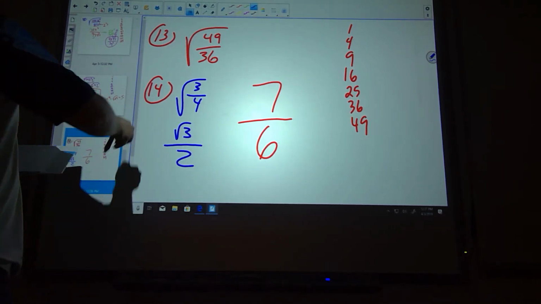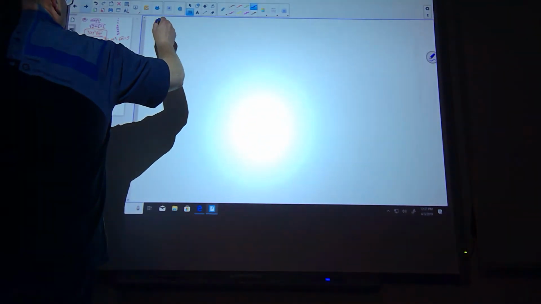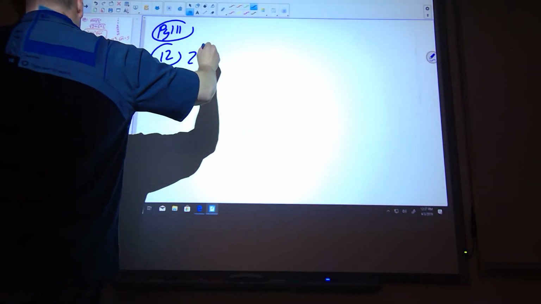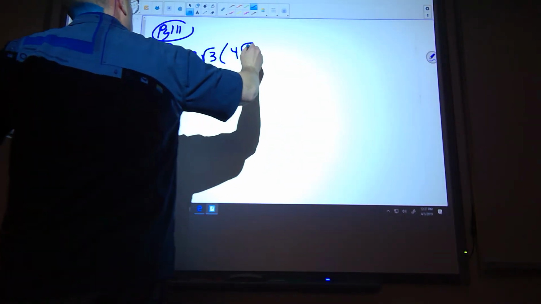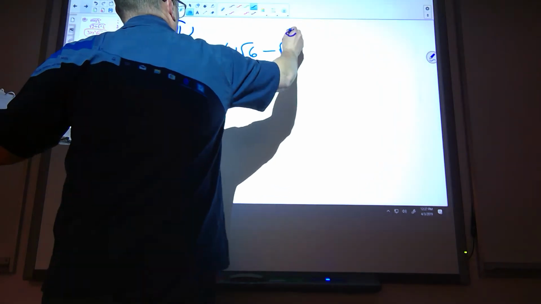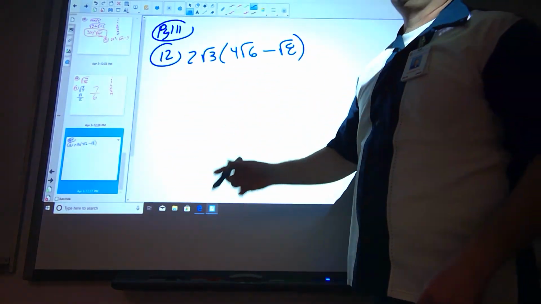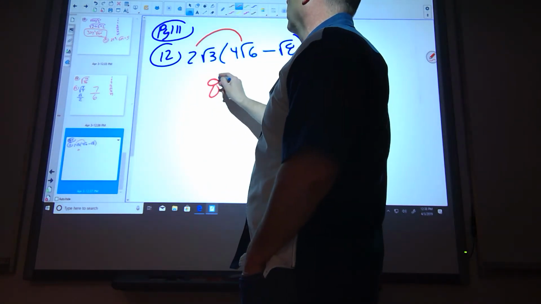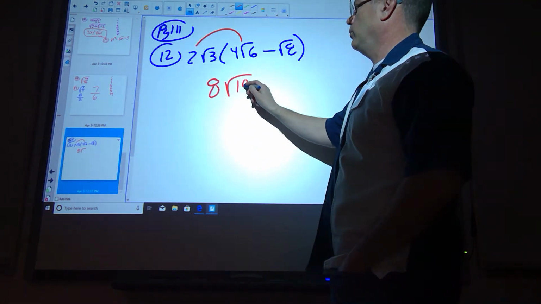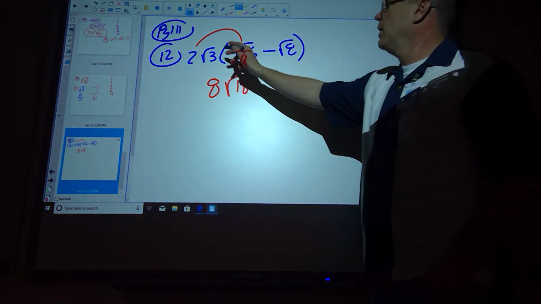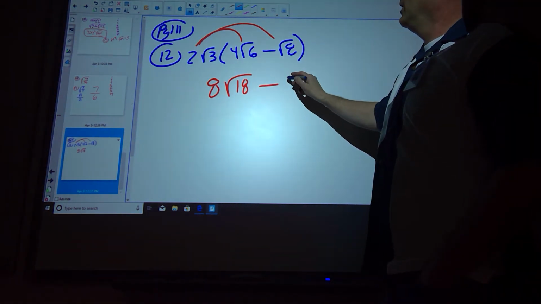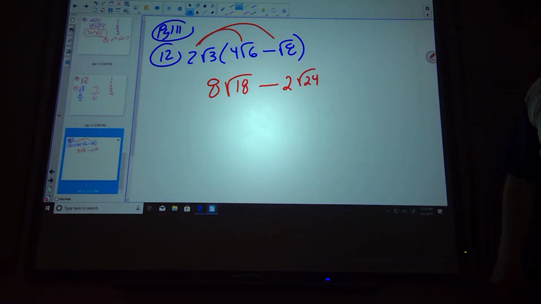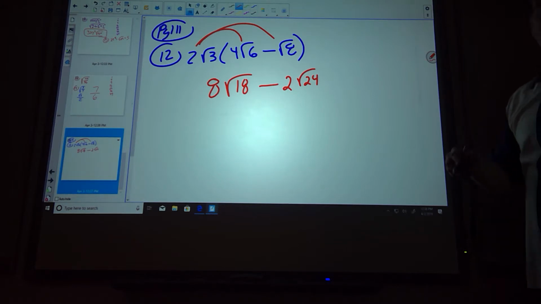So I'm on page 111, and we're going to look at number 12. I get 2 root 3 and 4 root 6 minus root 8. Does this seem okay so far? This is a big distribute problem. So I'm going to multiply here, here. So that's going to give me 8 root 18. So outside, outside, inside, inside. If I multiply here, that's minus, and I get 2 root 24. Does that seem okay so far? Not done yet, but we're still working.